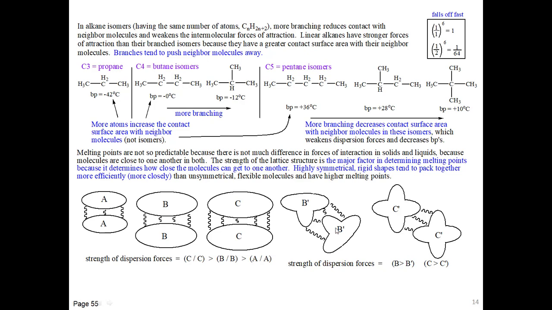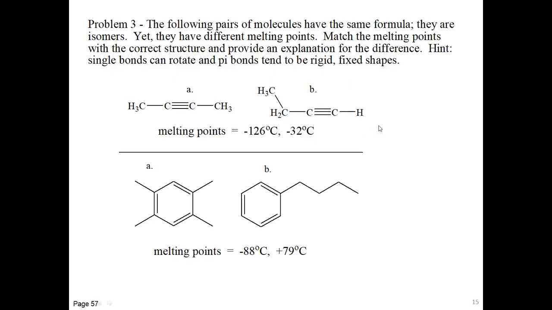Okay, so branching tends to make the boiling point go down because the molecules are pushed farther away and the dispersion forces are weaker. So here's a little example, this is a melting point. Melting points are, like I said at the start, harder to predict, but I just wanted to give you a couple examples.